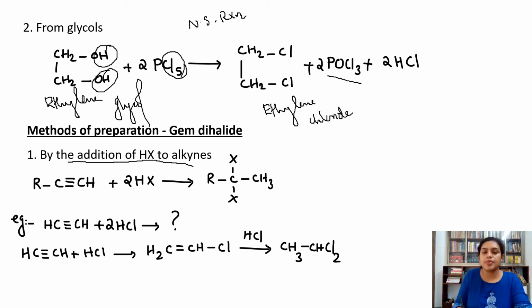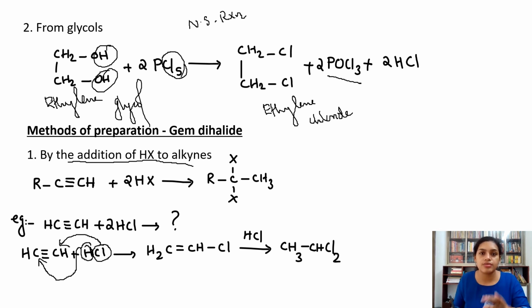This is acetylene plus 2 molecules of HCl. What happens when HCl is added to acetylene? You will be getting vinyl chloride first, because here both the carbons are similar. So hydrogen will add to one carbon and chlorine will add to the other carbon atom. So you will be getting vinyl chloride, and again one molecule of HCl is added.